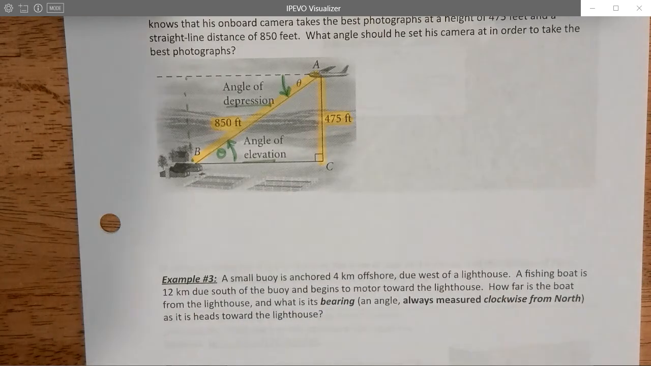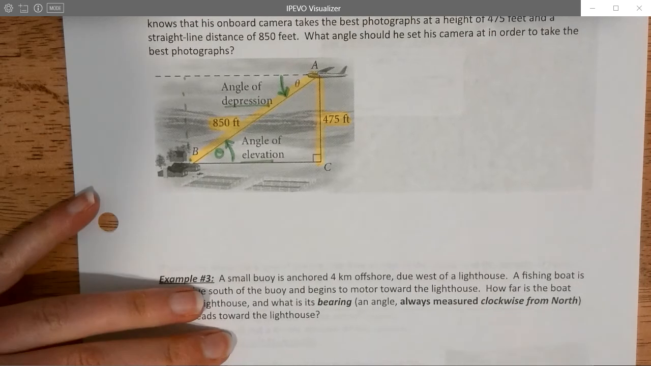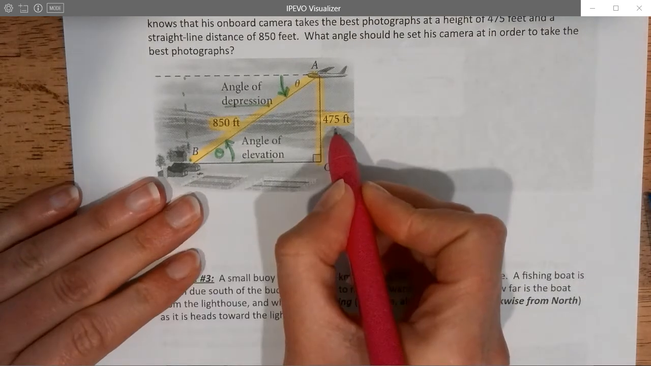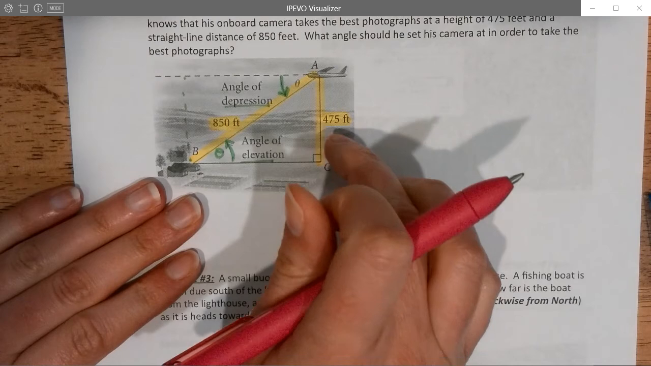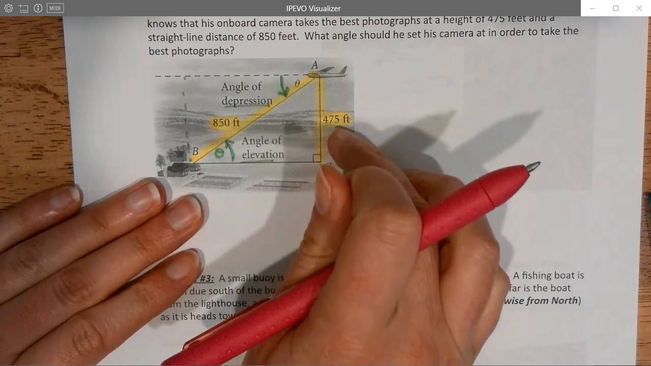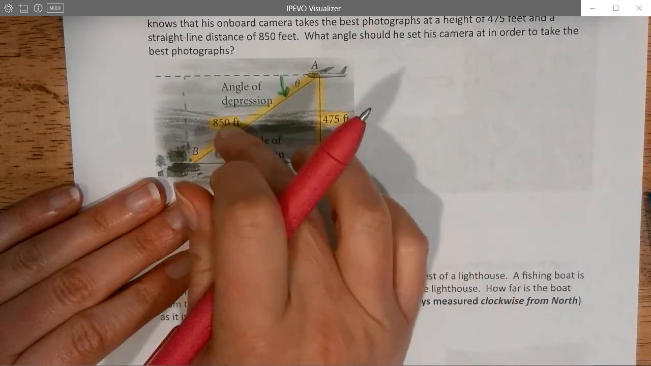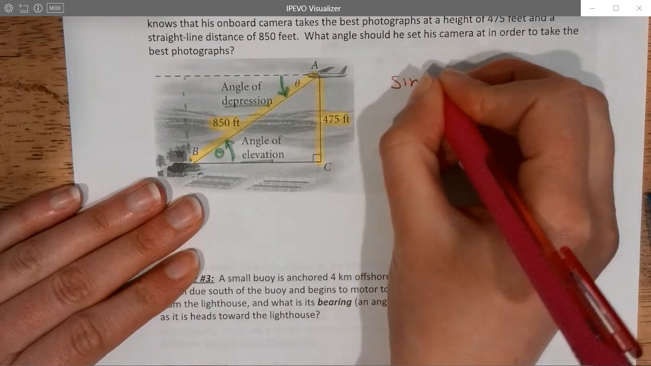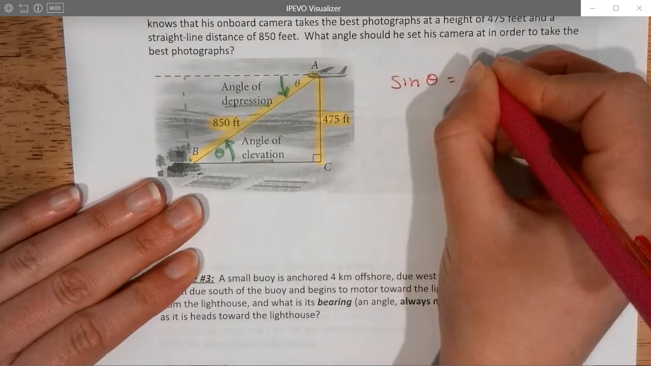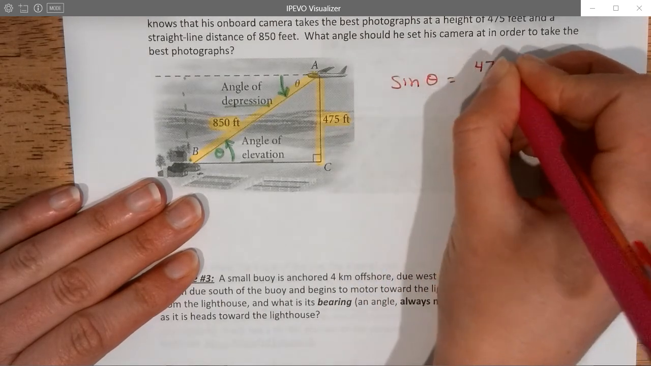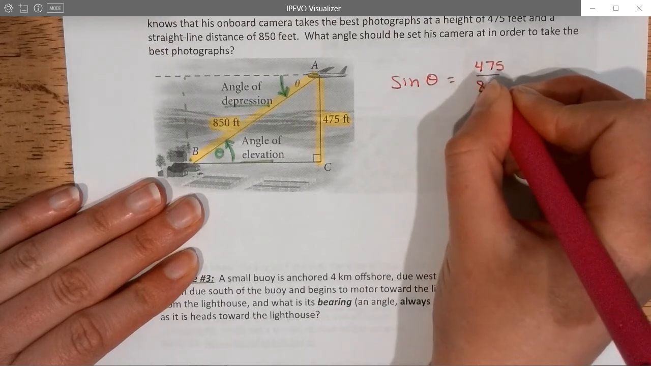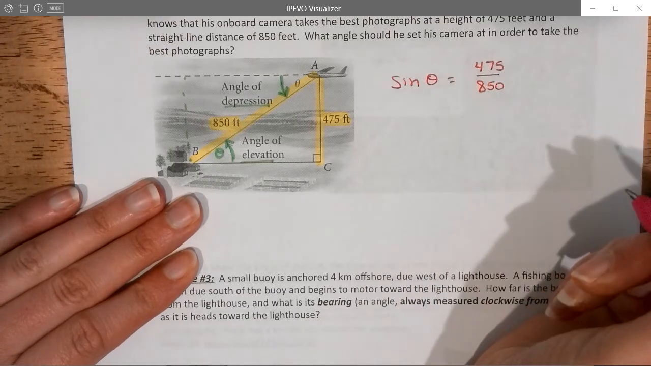I'm not trying to solve this whole triangle to find every single piece of it. I just want one piece. So I'm going to find this angle, theta. I need the opposite here and the hypotenuse. So opposite and hypotenuse will be the sine ratio. So we're going to start with the sine of theta is equal to the ratio of opposite, 475, divided by hypotenuse, 850.